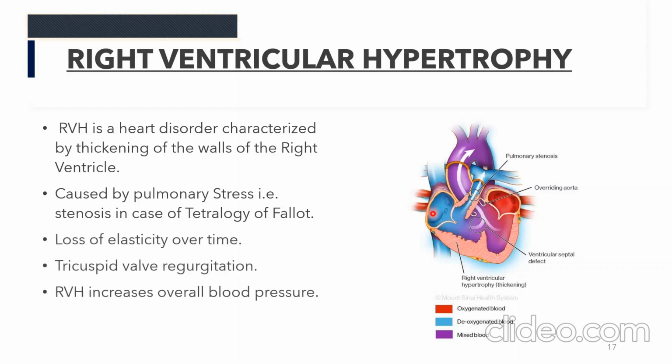Now, the effects of RVH: it causes the loss of elasticity of the cardiac muscle of the right ventricle, and because of this, the heart loses the ability and it pumps less and less blood to the lungs each time, which compromises the oxygen capacity of the entire body. It also causes tricuspid regurgitation because of the force with which the right ventricle is pumping the blood. It also increases the overall blood pressure.